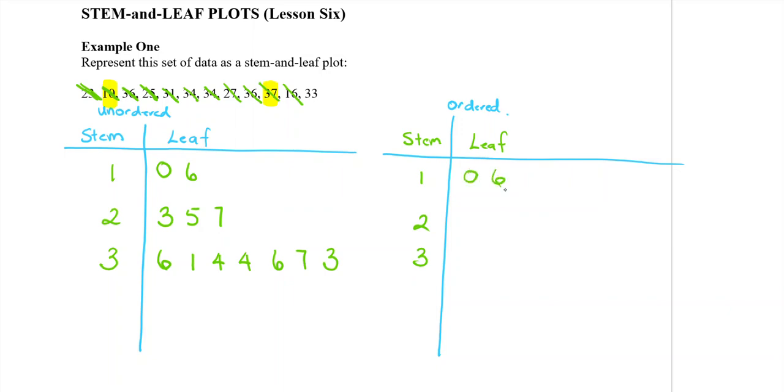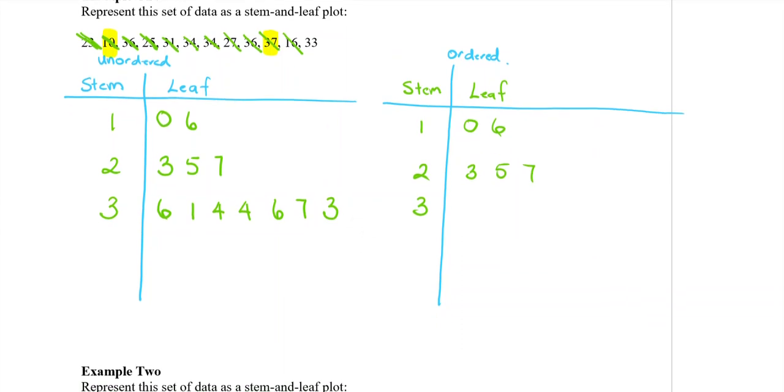0 and 6 are already in order from smallest to largest. 3, 5, and 7 also in order. But the 30s: 1 is the smallest number, then 3, then 4, then there's another 4, then there's 2 6s and a 7.